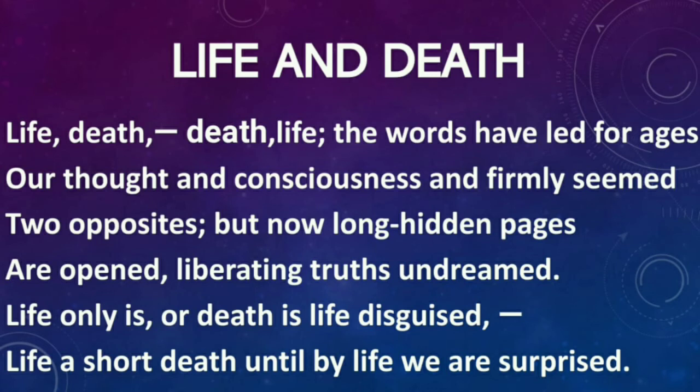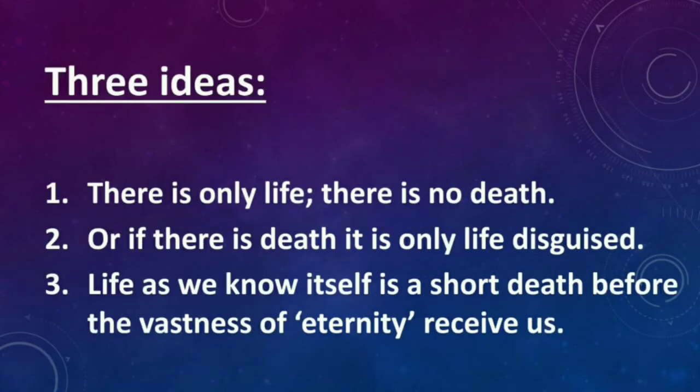Now I'll just sum up what we discussed so far in this poem. In our poem, the poet is trying to make a reconciliation between the two age-old antonyms, life and death. First of all, he says that there is only life and there is no death. Then he says, even if there is death, it is only life disguised. And as a third point, he reverses this relationship and says that life as we know it is a short death before receiving the vastness of eternity.